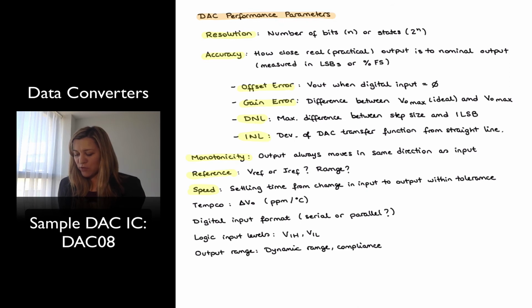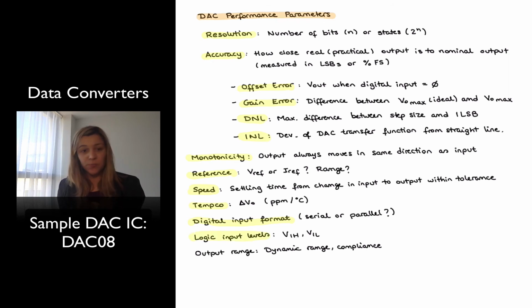The temperature coefficient refers to the changes in the output of the DAC for variations in temperature. Typically, it's going to be expressed as ppm, or parts per million, per degree C. And then other things that will come specified will be the digital input format and whether it is serial or parallel. If it is serial, what type of serial interface, whether it is SPI or I2C or whatnot.